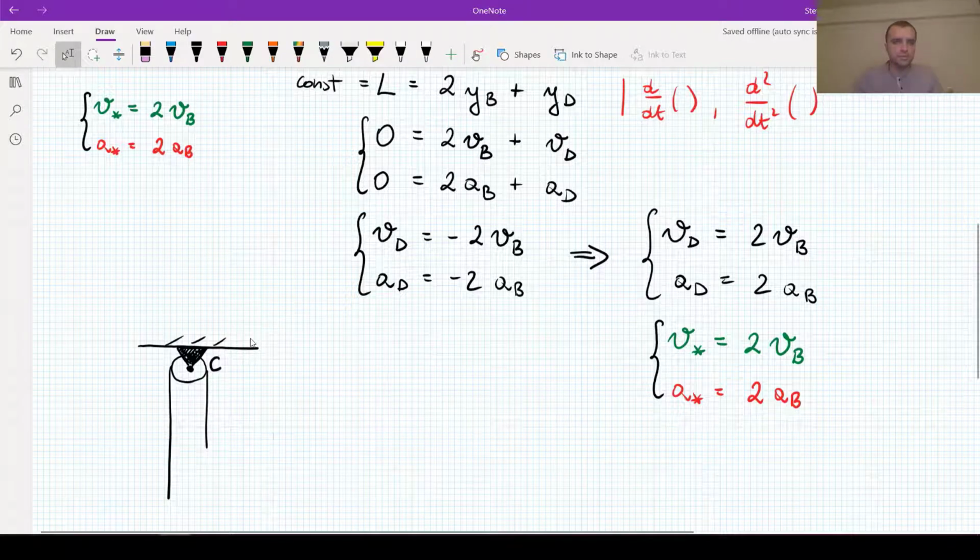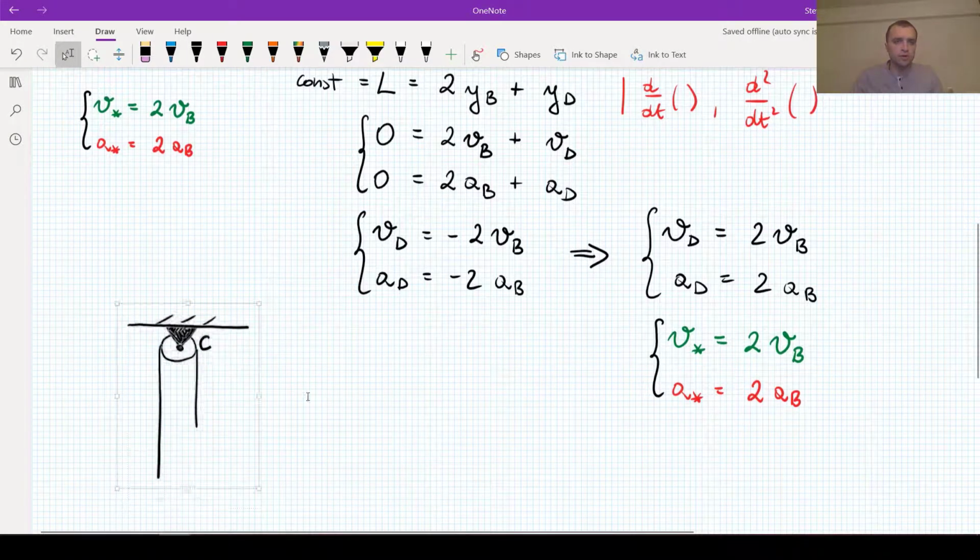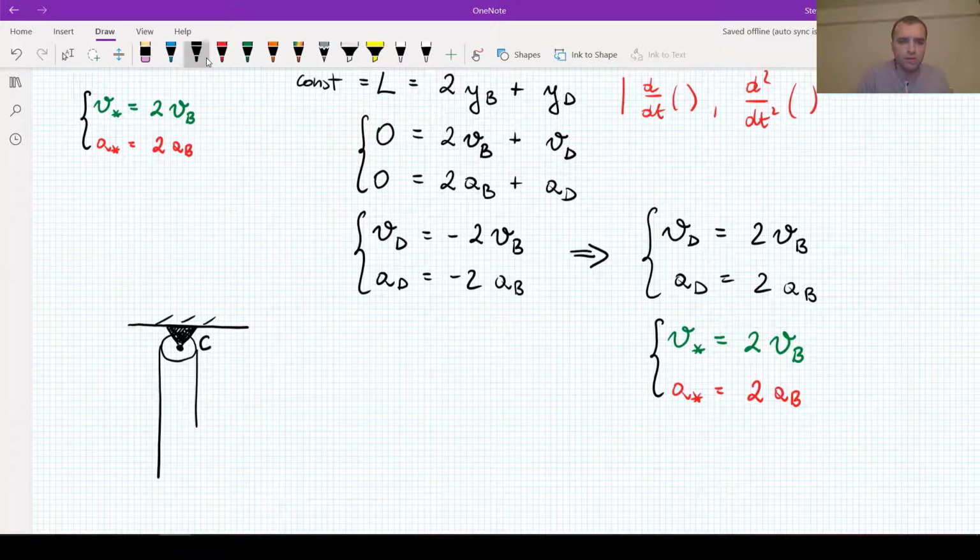As we said, velocity of this point, let's call it point E. Velocity of this point is also V star, and acceleration of this point is A star as well. Please observe that point C is fixed.